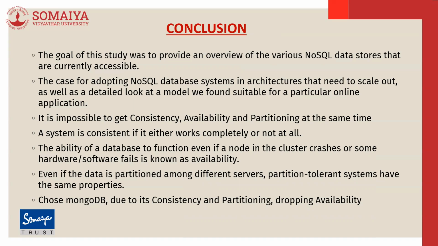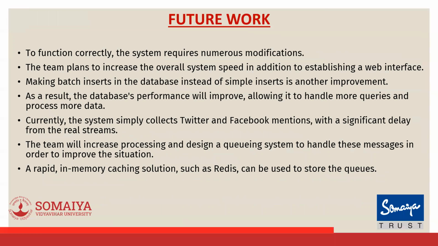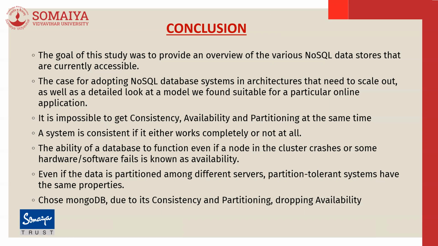It is impossible to get consistency, availability, and partitioning all at the same time. A system is consistent if it either works completely or not at all. The ability of a database to function even if a node in the cluster crashes or some hardware or software fails is known as its availability. Even if the data is partitioned amongst different servers, partition tolerant systems have the same properties. We also chose MongoDB due to its consistency and partitioning, and we dropped availability.